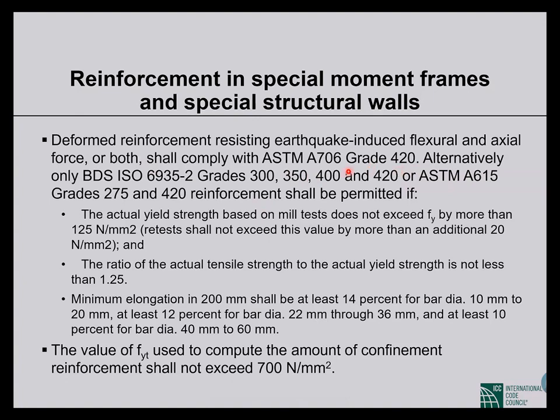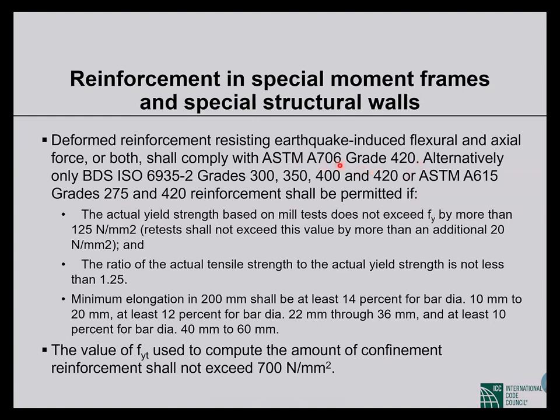It must comply with this. So for special moment frames and special structural walls, grade 420 of ASTM A615 cannot be used. ASTM A706. Alternatively, it is mentioned, only BDS ISO 6935-2 grades 300, 350, 400, and 420, or now it is saying ASTM A615 grades 275 and 420 reinforcement shall be permitted if it is ASTM A706, then you can use grade 420.